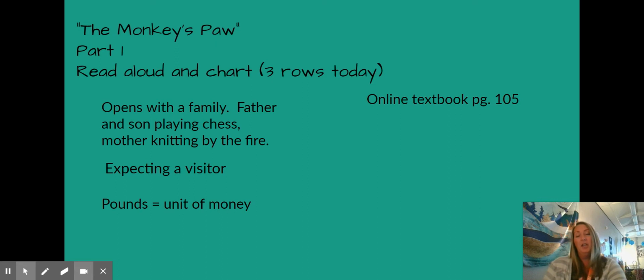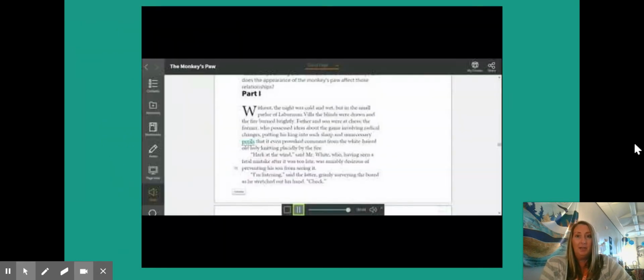So if you have any desire to go back to the story, or you need to go back to the story, then you can find the text of it there. So here we go with the text of The Monkey's Paw.